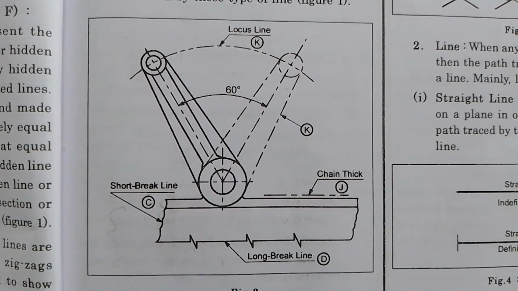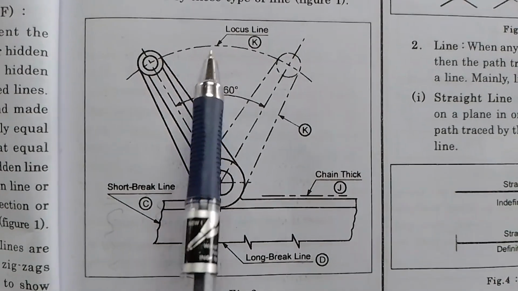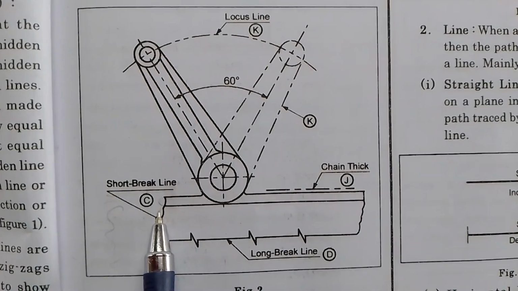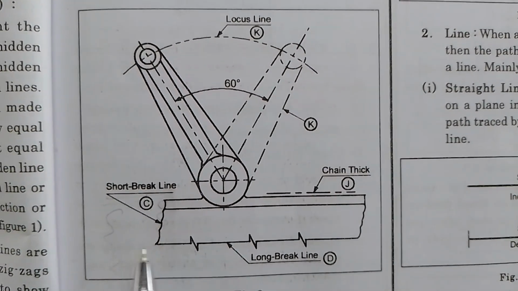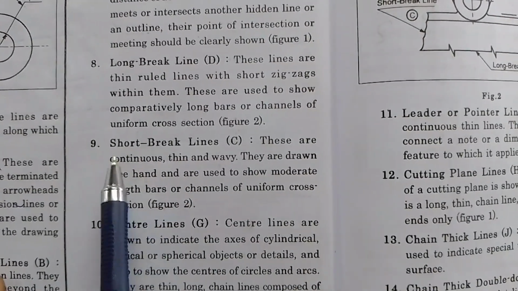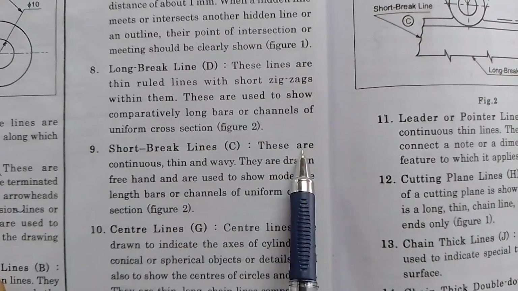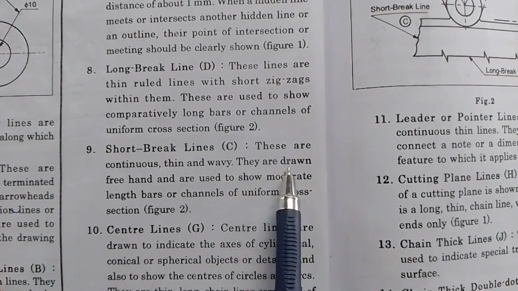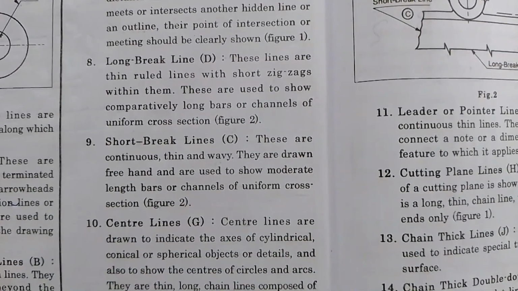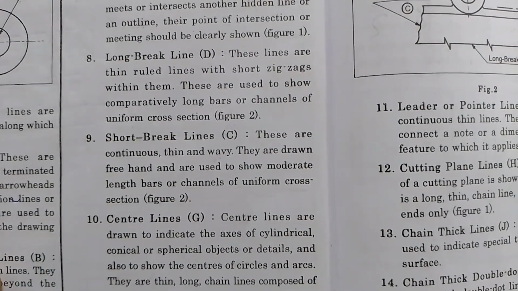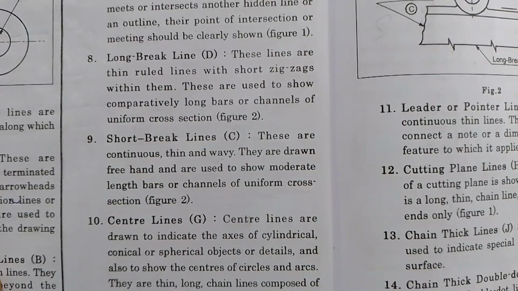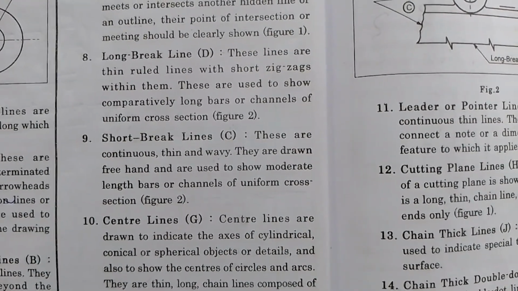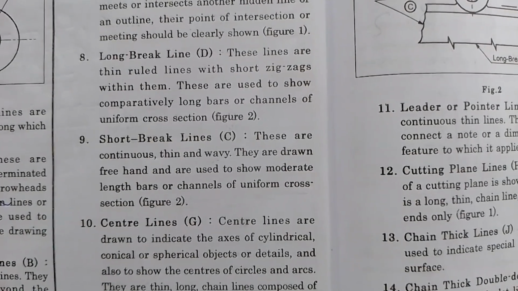Again, a line here is of the K type. Again, the short break line is here. Read here, short break lines. These are continuous thin and wavy lines. They are drawn freehand and are used to show moderate length bars or channels of uniform cross section. Moderate means small parts of the machine are shown by the short breaks.